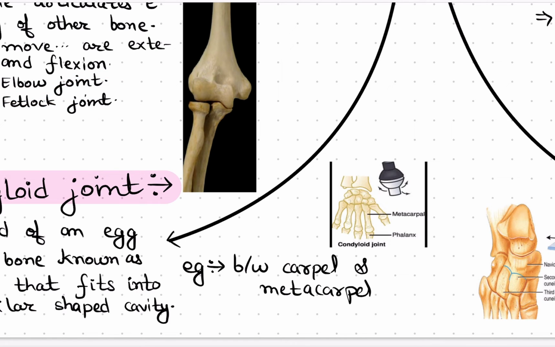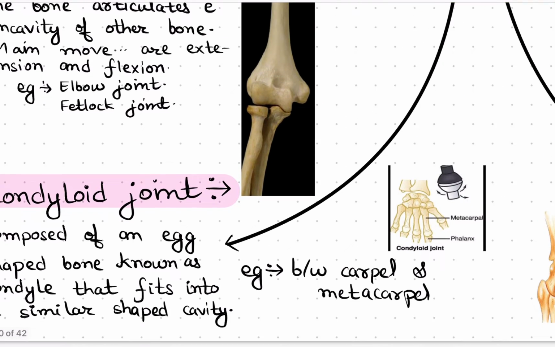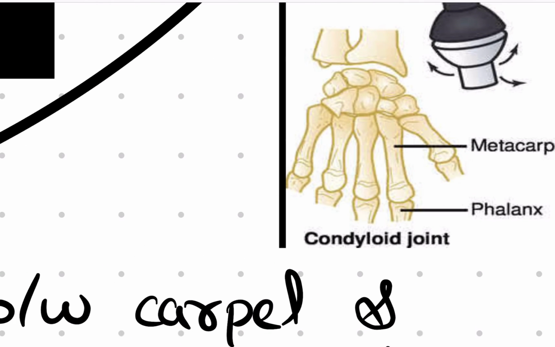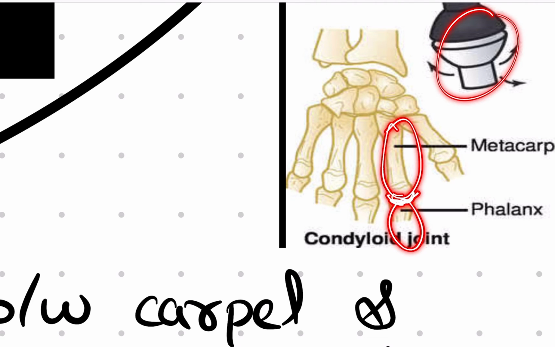I have discussed these joints in the earlier videos. You may please have a look at those. You will easily understand about them. Now what we have to consider after this hinge joint is condyloid joint. Condyloid joint is composed of an egg-shaped bone, and the other bone that fits into a similar shaped cavity, it is known as condyloid joint. The typical example is carpal and metacarpal. If you can see, these are metacarpals and this is phalange. Here you can see this is a type of condyloid joint.